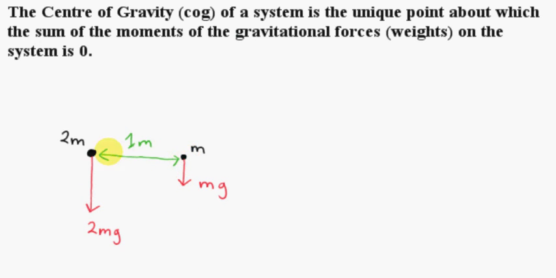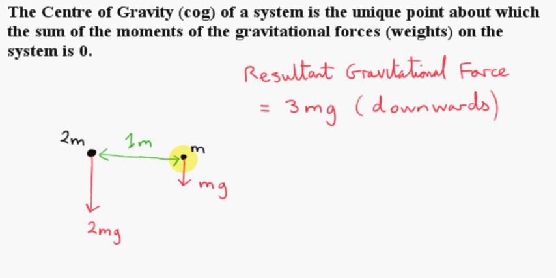So where is the position of the center of gravity in this system? Well, let's get the line of action of the resultant gravitational force on this system. Well, it's clear that the resultant gravitational force is 3mg newtons downwards. Now, intuitively, we expect the line of action of the resultant gravitational force to be closer to the 2m mass than to the 1m mass.